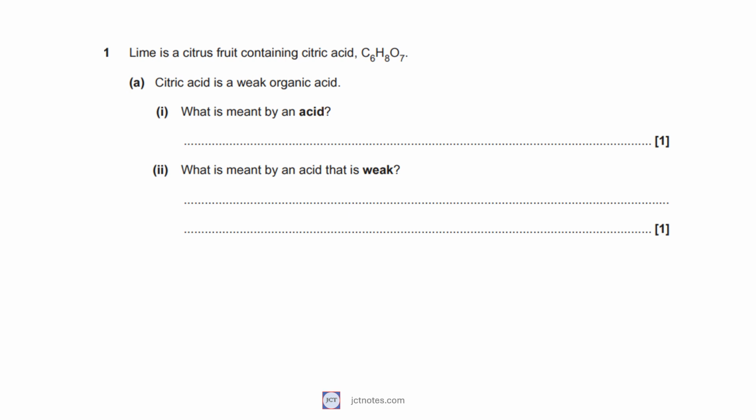Question 1 is about the citric acid contained in lime. In part A, there is a statement saying that citric acid is a weak acid, followed by two questions. In the first question, we need to define acid. Acid is a substance that provides protons, or H+ ions. In question 2 we are asked for the definition of weak acid. A weak acid is an acid that partially dissociates.